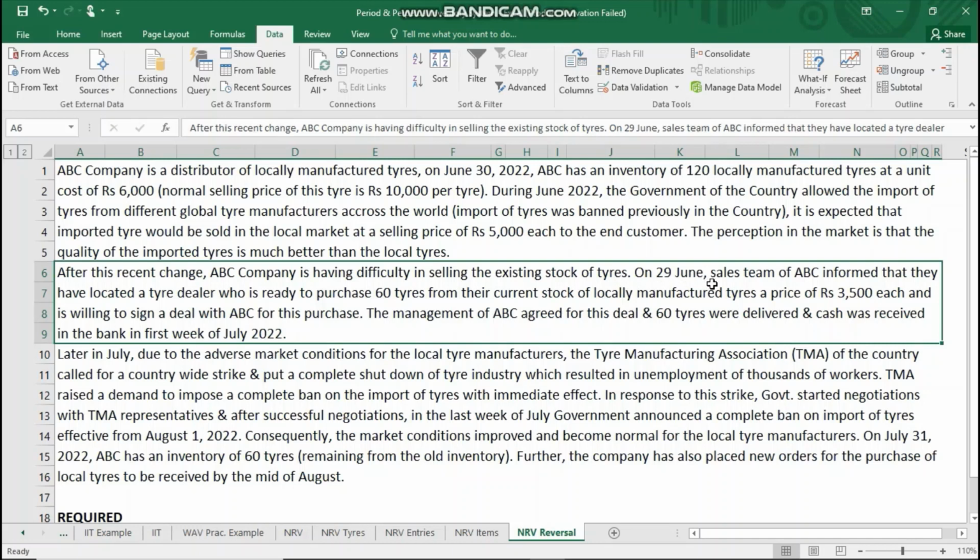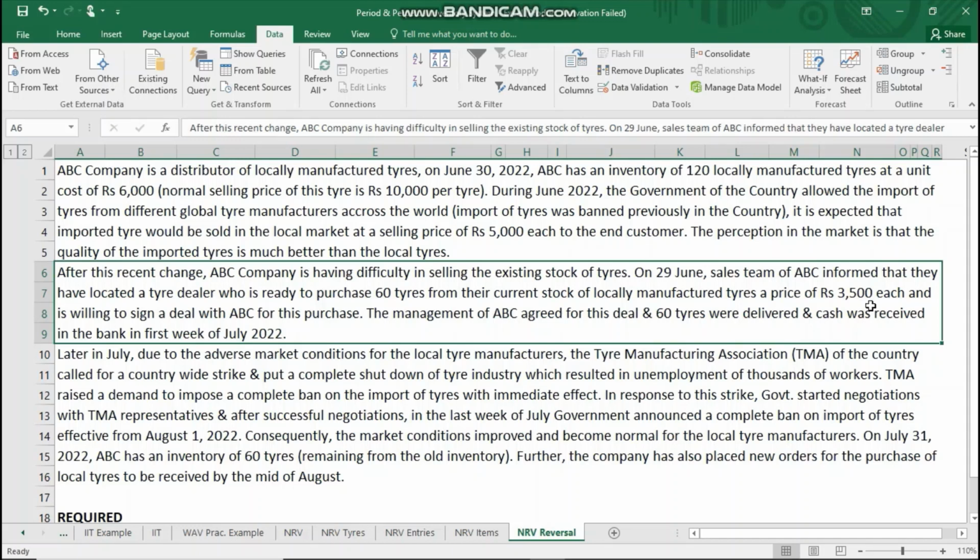On June 29, sales team of ABC informed that they have located a tire dealer who is ready to purchase 60 tires from their current stock of locally manufactured tires at a price of rupees 3,500 each, and willing to sign a deal with ABC for this purchase. So their sales team was struggling and they have identified a tire dealer who is ready to purchase 60 tires from them, but at a very reduced selling price, which is 3,500.